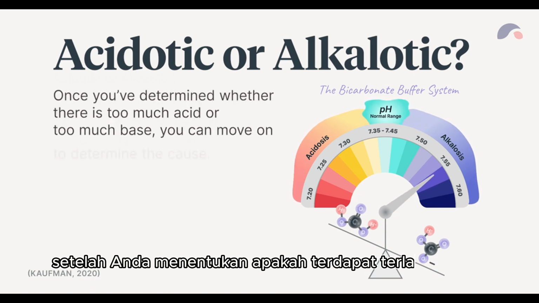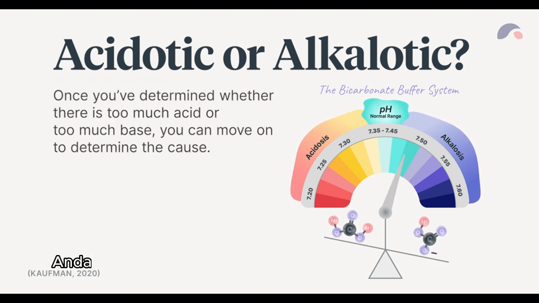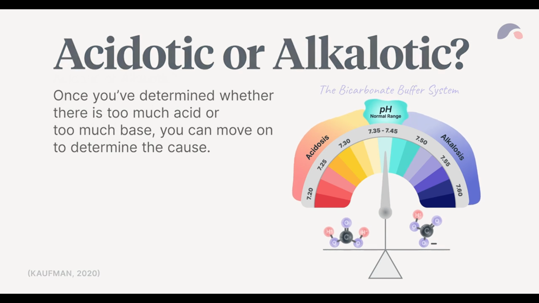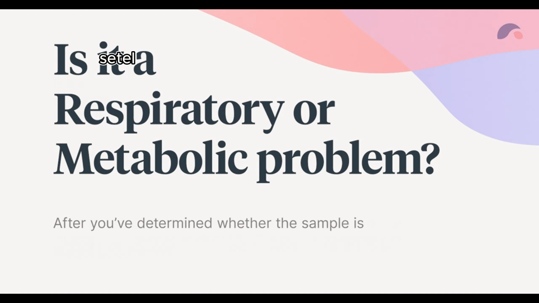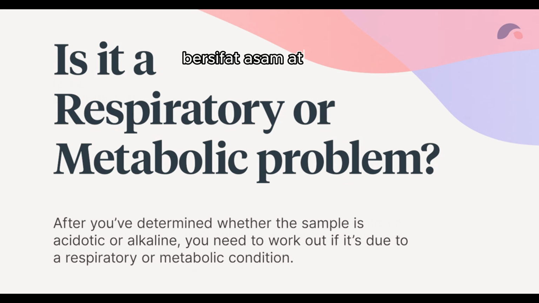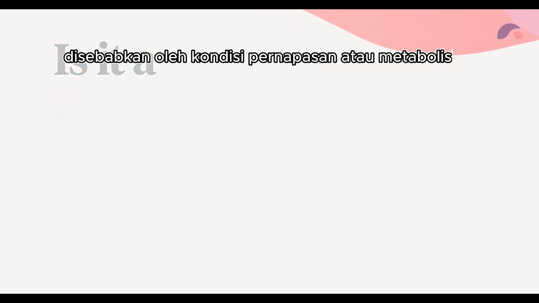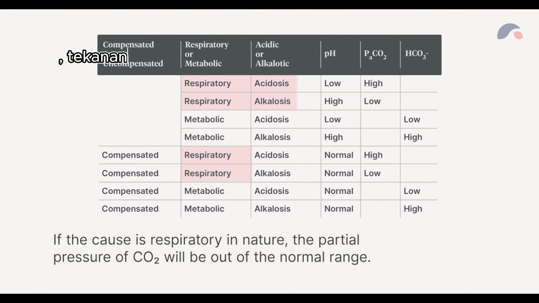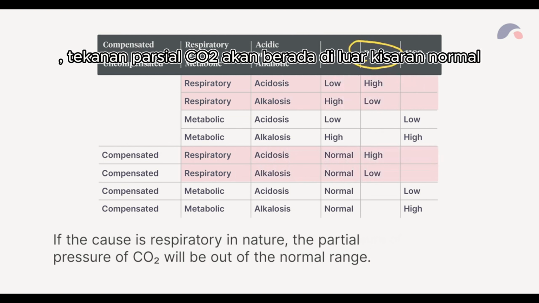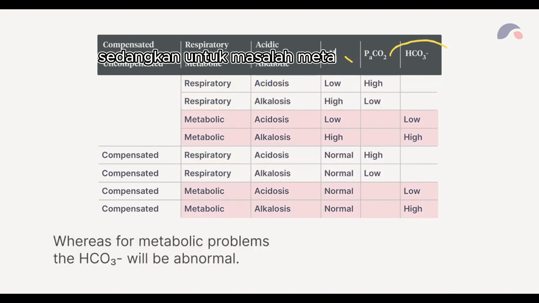Once you've determined whether there is too much acid or too much base, you can move on to determine the cause. So, is it a respiratory or a metabolic problem? After you've determined whether the sample is acidotic or alkaline, you need to work out if it's due to a respiratory or metabolic condition. If the cause is respiratory in nature, the partial pressure of CO2 will be out of the normal range, whereas for metabolic problems, the HCO3 negative will be abnormal.